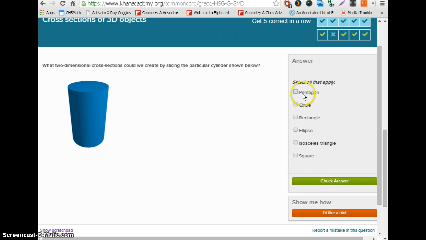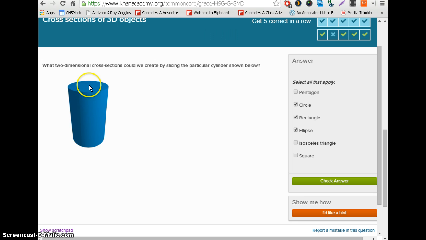Slicing the cylinder. Can I get a pentagon? No. The best I can do with a polygon, or the most I can get, is a rectangle, right? If I cut it parallel to the diameter, I get a rectangle. So I get that. I can get a circle. I just have to cut it parallel to the base, and I'm going to get a circle. An ellipse, which is a non-circular but round object. So if I cut it at an angle, it'll have a long side and then come back up around. So I can get an ellipse there.